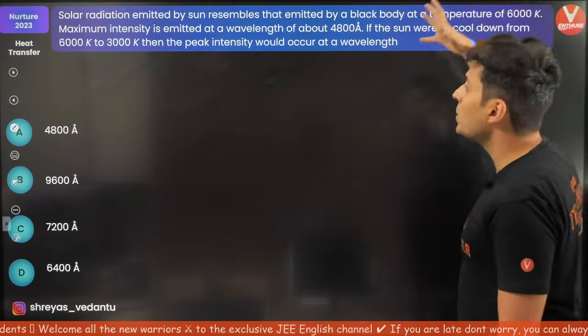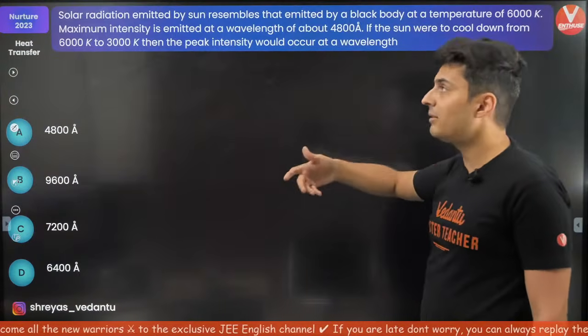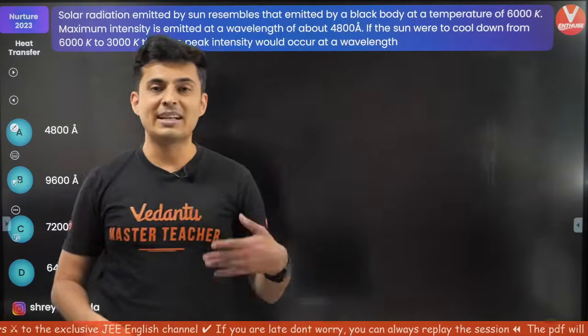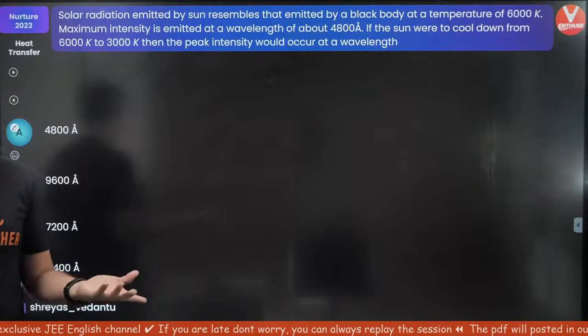If you cool the sun to 3000 Kelvin, then what will be the maximum intensity? Where will the maximum intensity be? At which wavelength will it be?